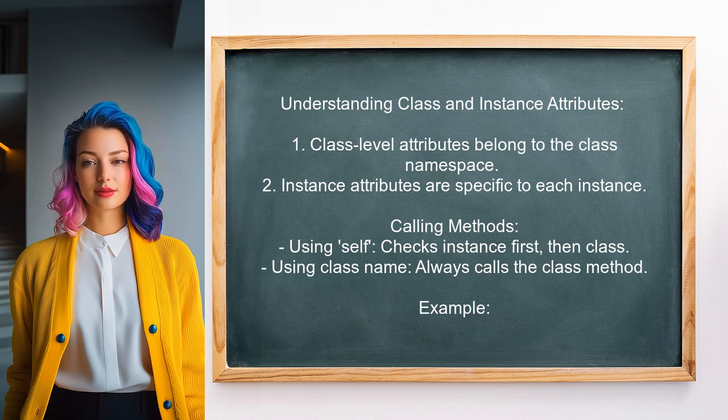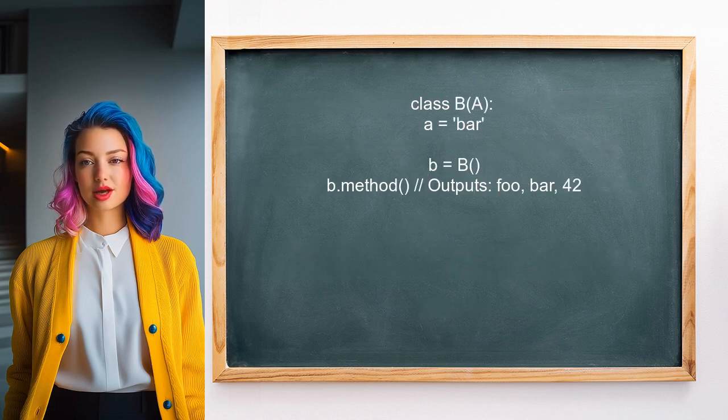When you call a method using self, Python first checks the instance's attributes, and if not found, it checks the class's attributes. This means that if you override the method in a subclass, using self will call the overridden method, while using the class name will always call the superclass method. Therefore, if you expect to extend the class, using self is usually the better choice.